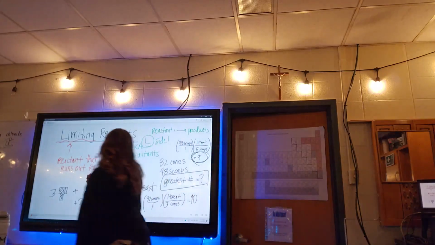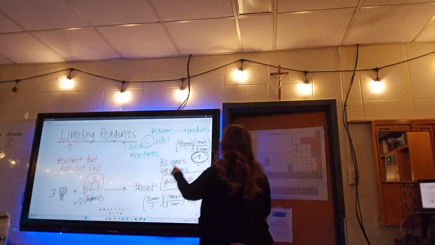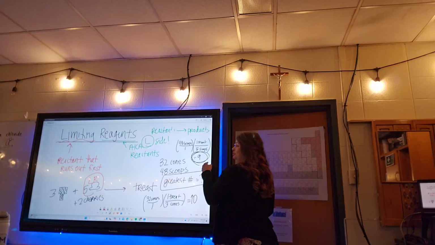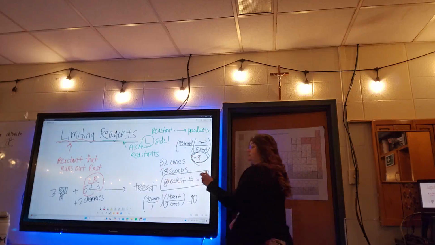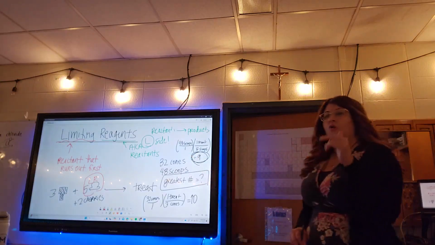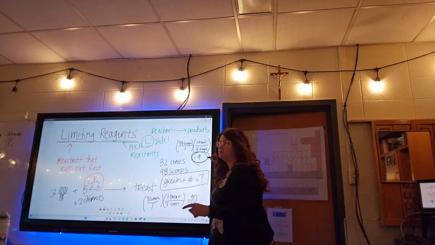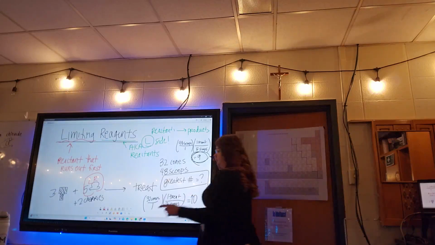The scoops. Because the scoops are what made the smaller amount. The scoop ran out before the cones did. So if you're asked the question, what is the limiting reagent? The answer is not 9 treats. The limiting reagent answer is scoops.